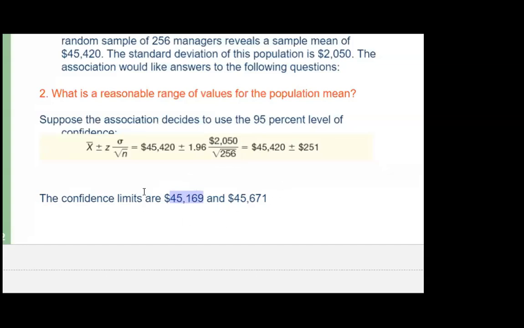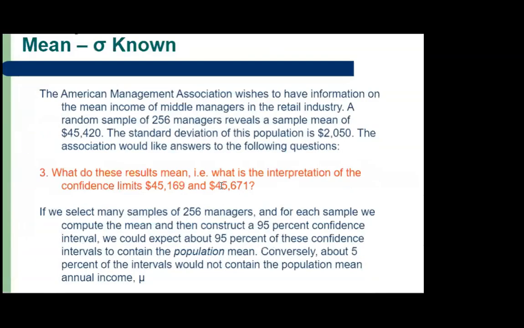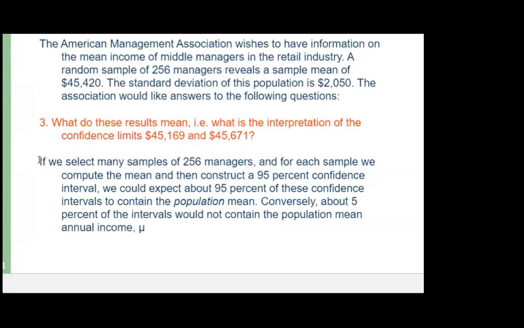What does that mean? How do we interpret this? So this is how we interpret it. If we select many samples of 256 managers, we can select like thousands of it, right? And for each sample, we compute the average and construct a 95% confidence interval. We could expect about 95% of these confidence intervals to contain the population's mean. In other words, about 5% of the intervals would not contain the population mean annual income.